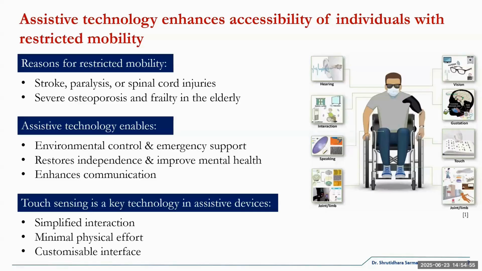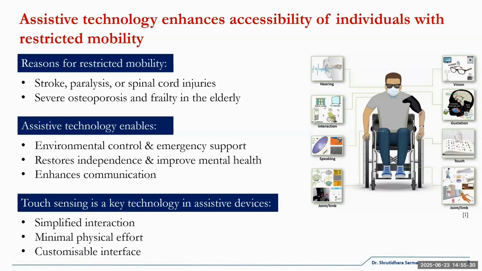Assistive technology is technology that assists individuals who have restricted mobility, so people who cannot really move. That can come from a series of reasons. It could be because of stroke or paralysis or maybe spinal cord injuries. These technologies enable these individuals to have some control over their immediate environment and also regain some sense of independence, so they do not have to depend on another user.